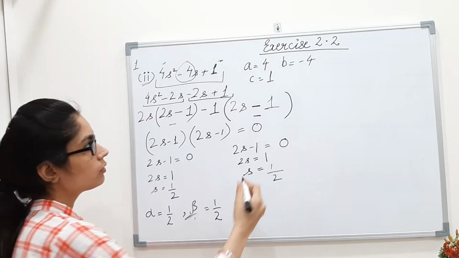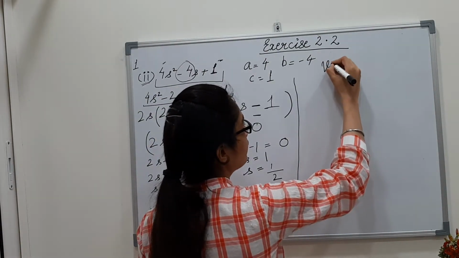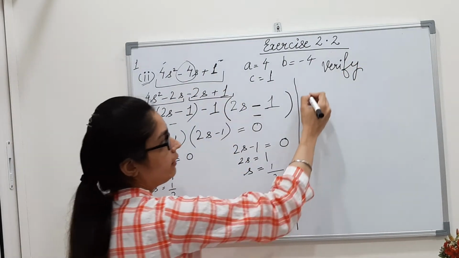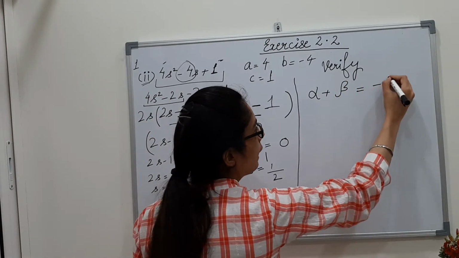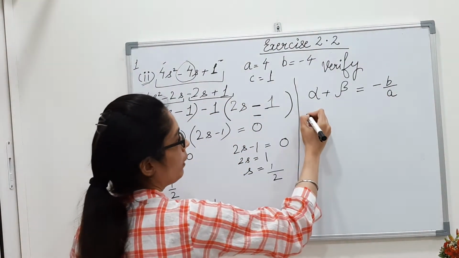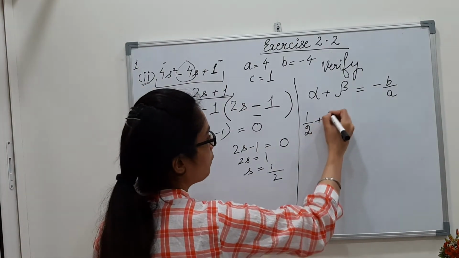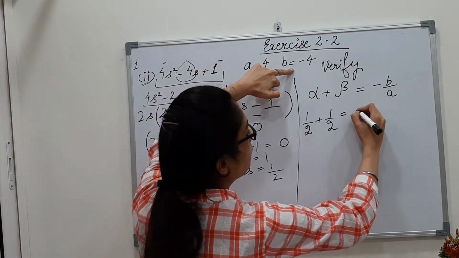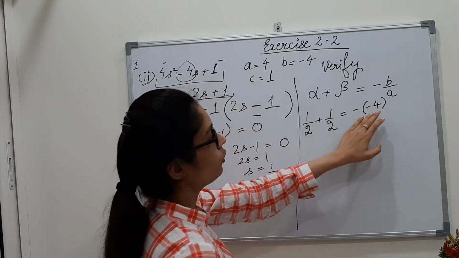Now half of the sum has been done because we have found the two zeros. Now let's verify the relationship. As we have just studied, alpha plus beta, the sum of zeros, is minus b upon a. What is your alpha? 1 by 2. And what is your beta? Again 1 by 2. So what is b? B is minus 4. This minus will also come, and that number should also come in full.